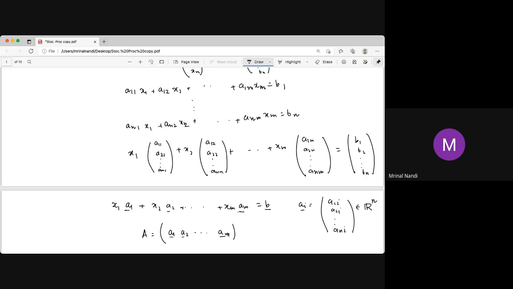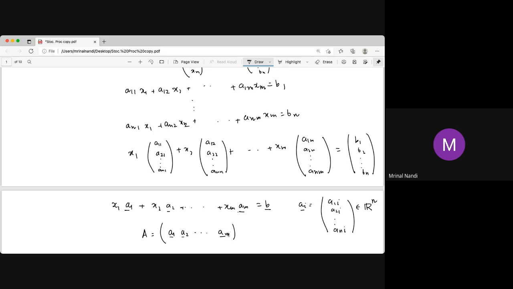So there is a question of whether the vector b is in the column space of the matrix or not. We know that the span of all the column vectors is called the column space. If b is in the column space of A, that is the span of the column vectors, then we can write b in terms of the column vectors A1, A2, Am. Then we can find x1, x2, xm.